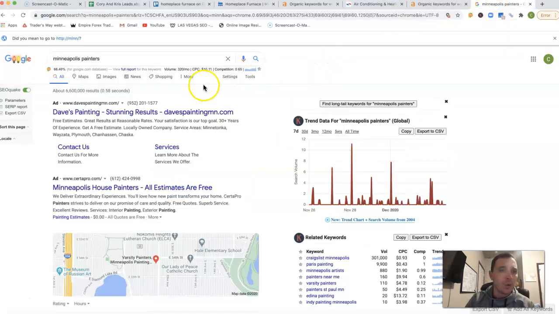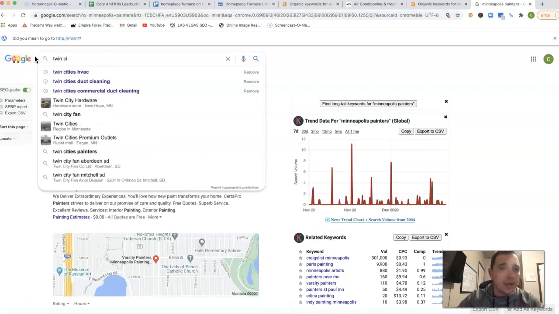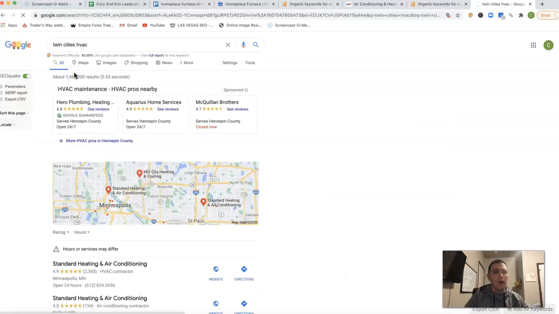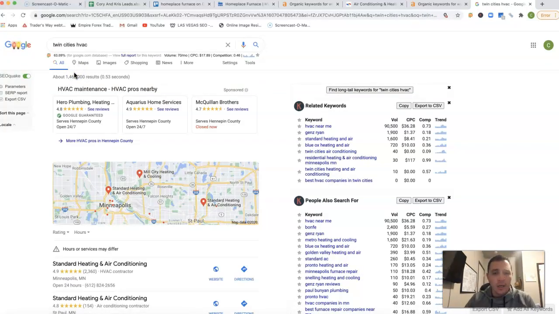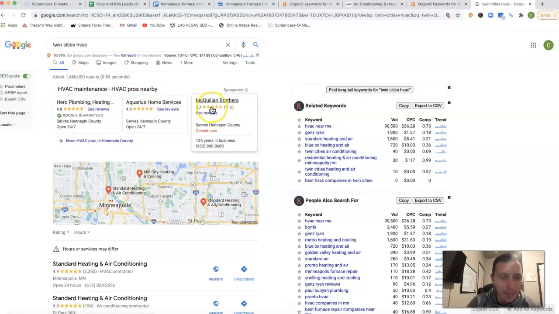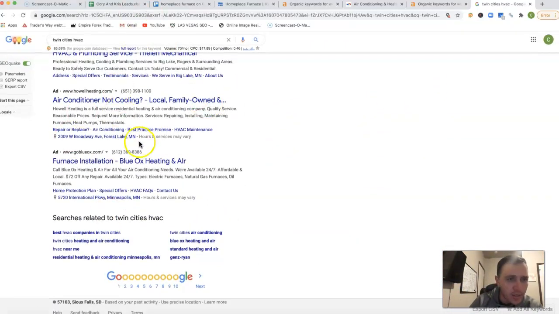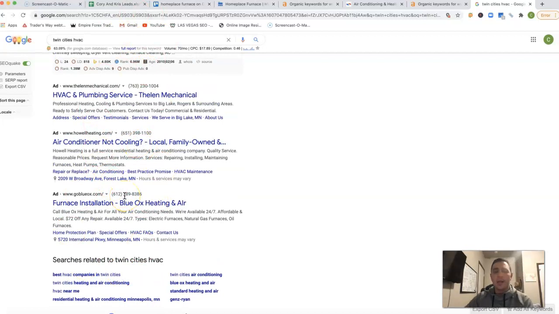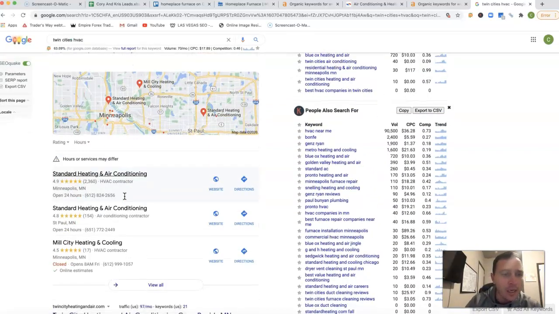If I go straight inside of Google, right now I got Minneapolis Painters, but I'm just gonna go Twin Cities HVAC. This is what's going to pop up every time you do any sort of keyword inside of Google. And by the way, this is what people are actually searching for. You got these little Google guarantees at the top here. These are actually brand new. People got so sick of all these ads, they came up with these Google guarantees to help weed out all these spammy phone calls. You got some ads, some traditional ads here at the bottom. A lot of people have been going away from ads because of all those spammy phone calls. And people just get so annoyed with them anyway.